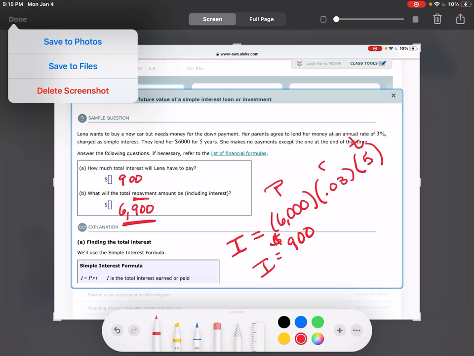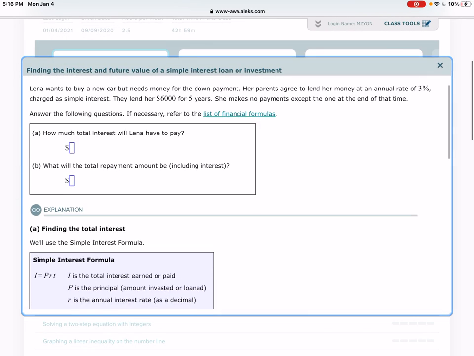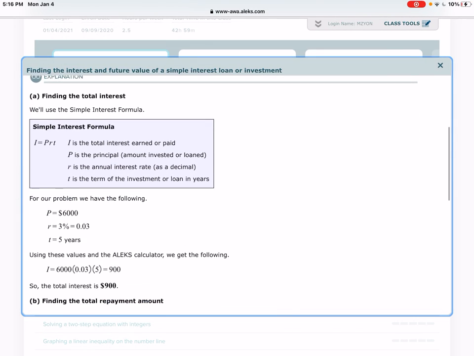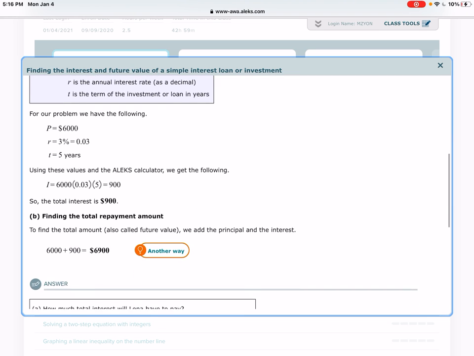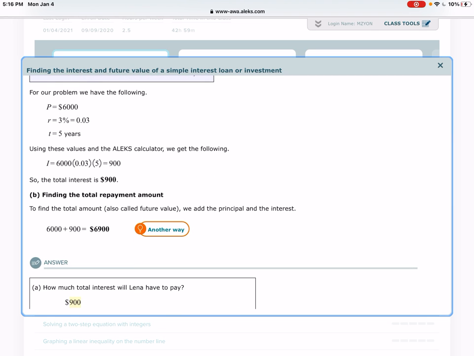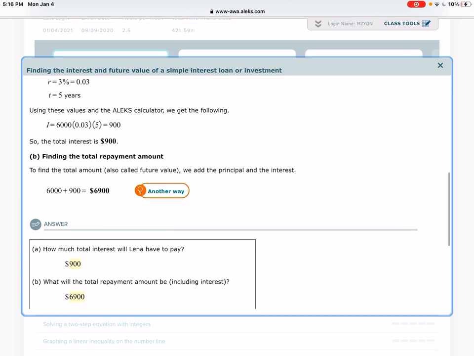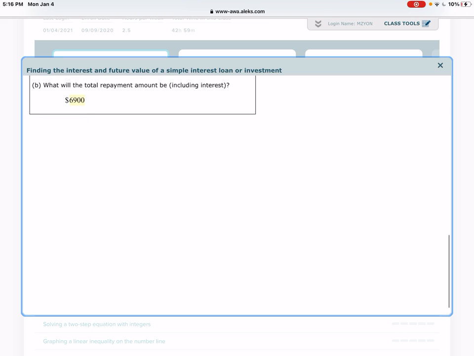So let me go out of this and see if there's anything else we need to talk about here. You can see that they did the same thing. And then it says finding the total repayment amount. To find the total amount, also called future value. So you might want to write that down. The future value is the amount we're actually going to pay back, or the amount we've made if we put the money in the bank and got interest. The future value is the original amount plus the interest that either had to get added on because it was earned in the bank or because we paid it.